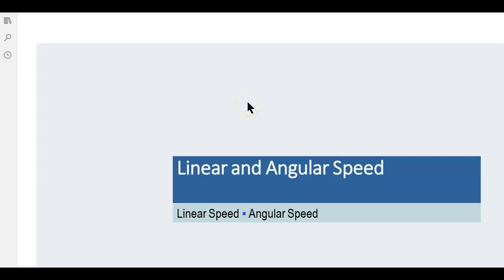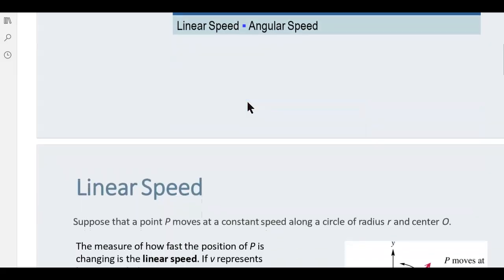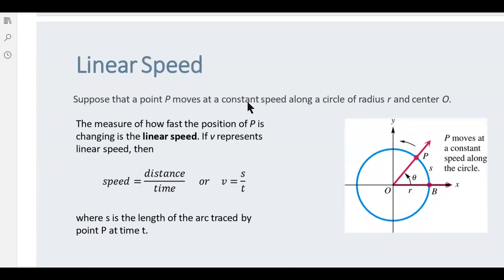In this video, we will be looking at two applications that use the radian measure that we talked about in the last video. The two applications are linear and angular speed. So first we'll define what they are.